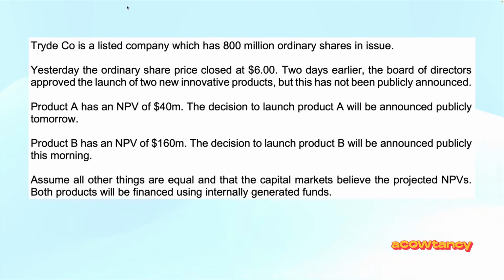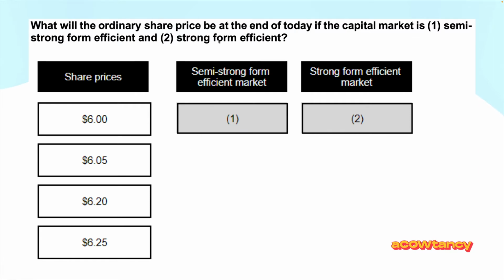This question says we've got this company and their share price was $6 yesterday. Two days earlier, they approved the launch of 2 products, but it's not been publicly announced. So product A is going to be announced tomorrow. Product B is going to be announced this morning. Now the question said, what will be the share price at the end of today?